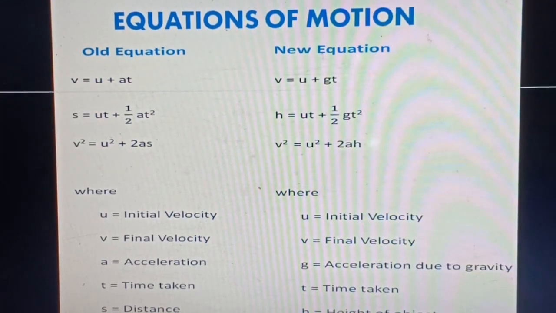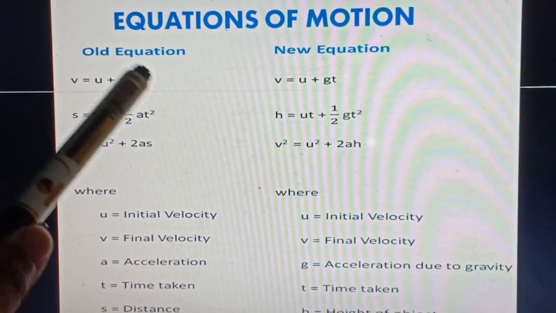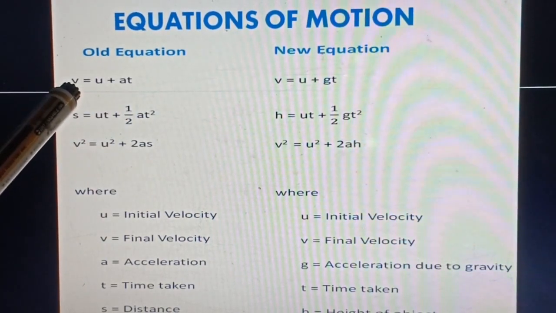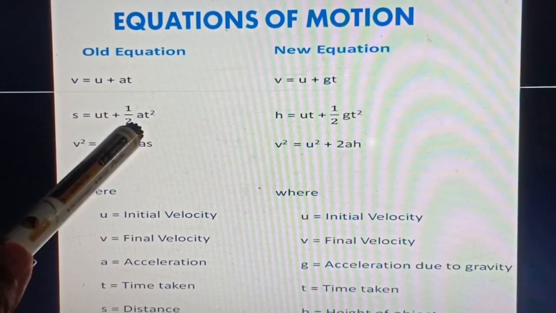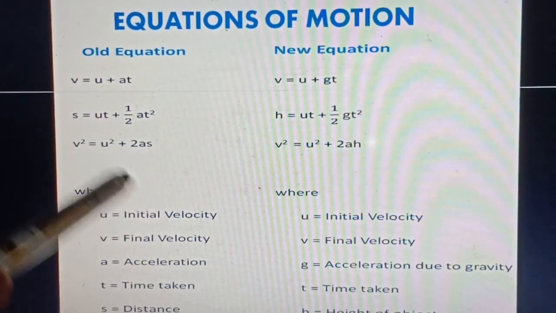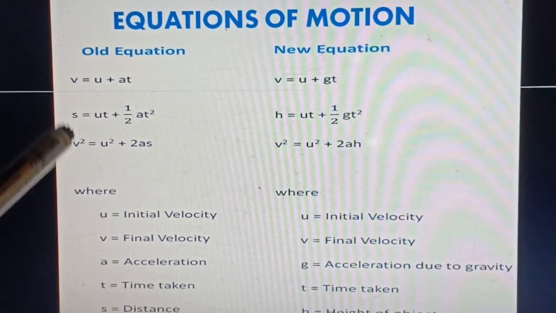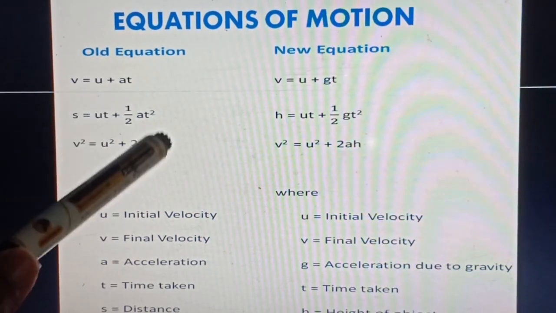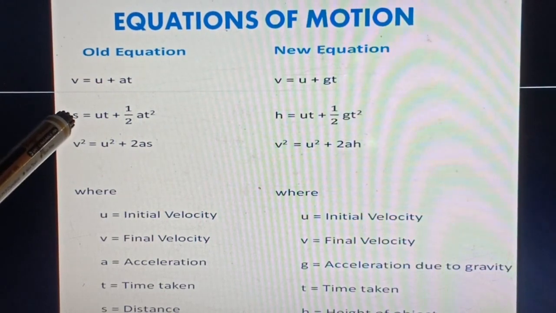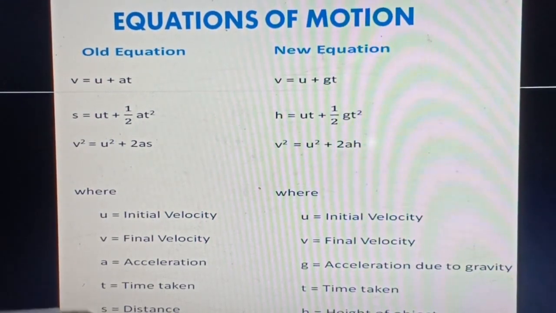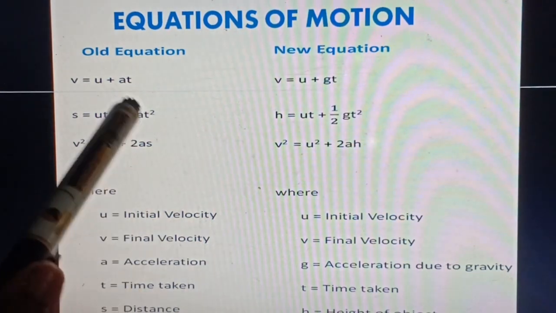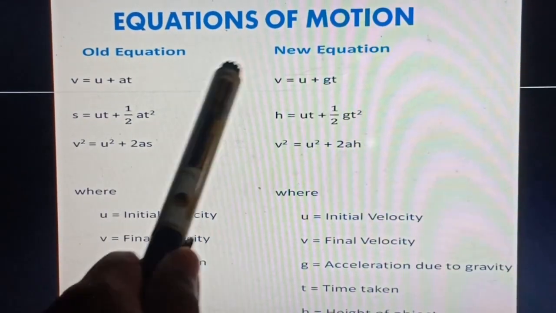Now we are setting the equations of motion that we got in the earlier chapters, in force and laws of motion, which are the equations describing the motions of objects. The first equation was v is equal to u plus at, s is equal to ut plus half at square, v square equals u square plus 2as. These were the final velocity, the initial velocity, the acceleration, the time taken, and the displacement. So in these new equations we will be replacing a by g.